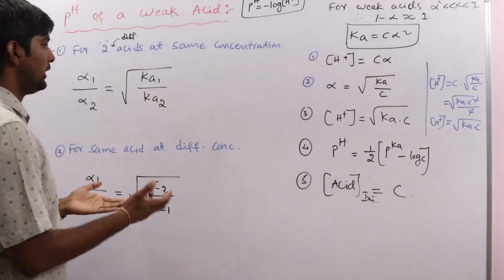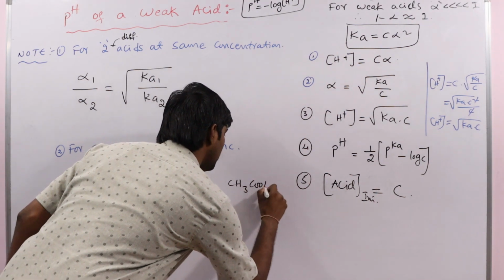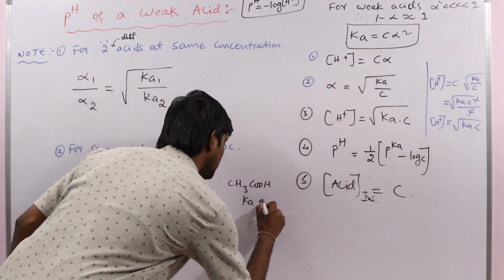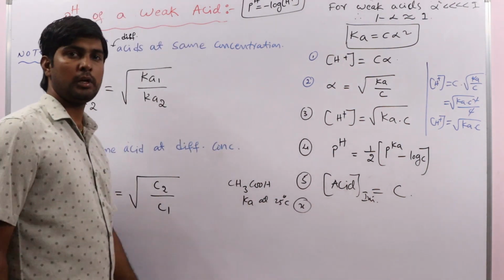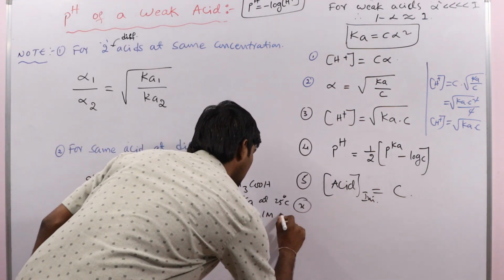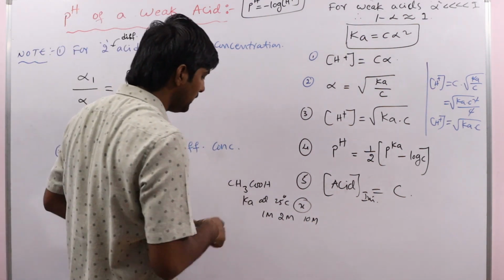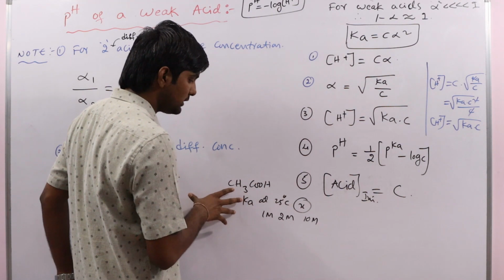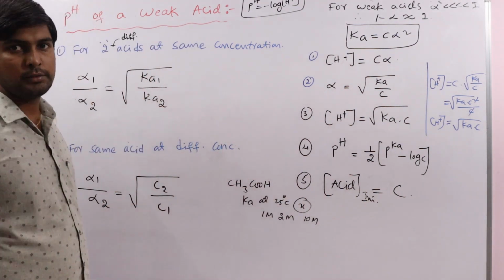Suppose let us take acetic acid. For acetic acid, Ka at 25 degrees centigrade is X units. This may be 1 molar, 2 molar, 10 molar, whatever the concentration may be. So whatever the concentration of the acetic acid, the Ka value at this temperature is X only.